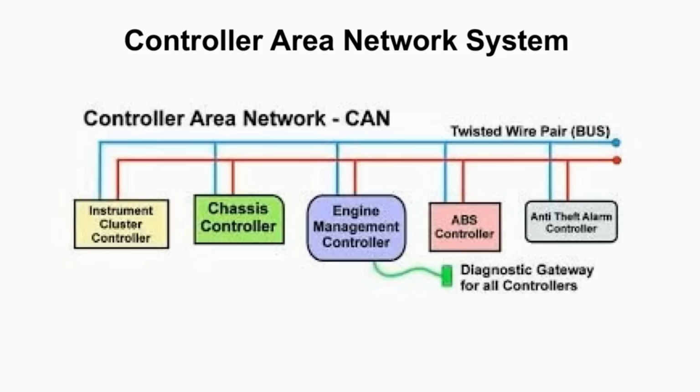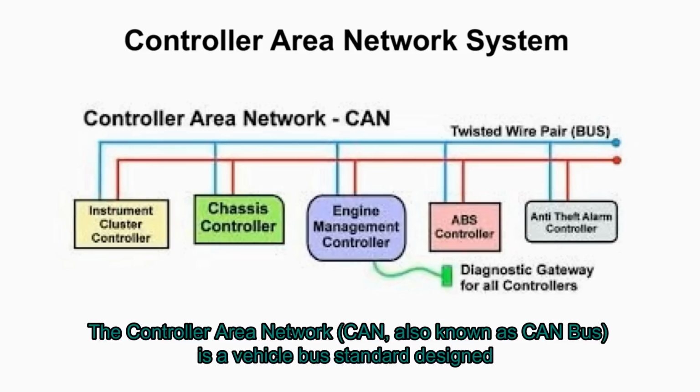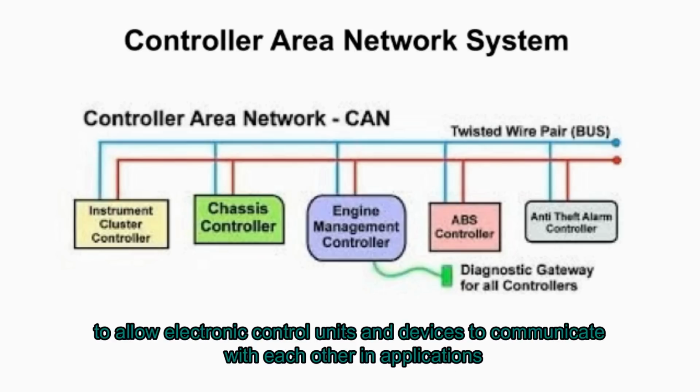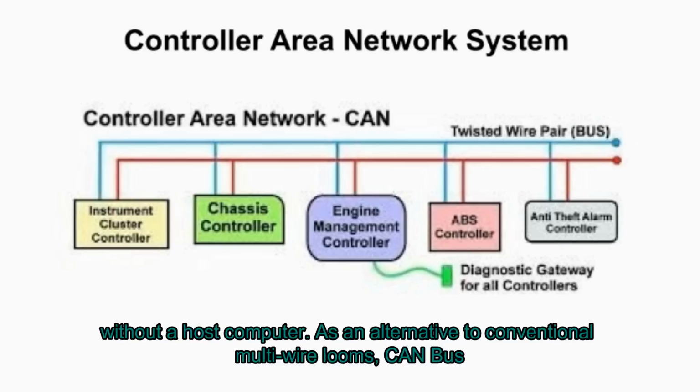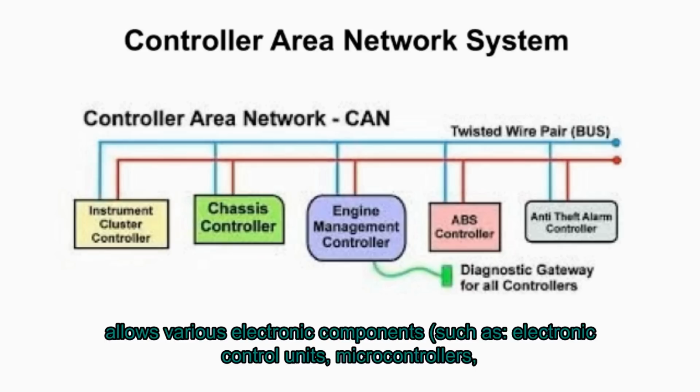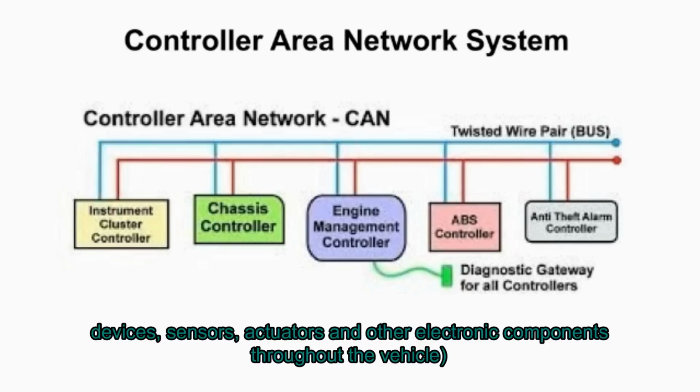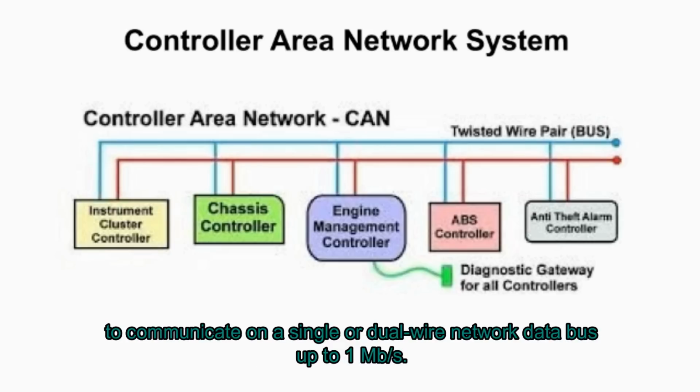Controller area network system. The controller area network, CAN, also known as CAN bus, is a vehicle bus standard designed to allow electronic control units and devices to communicate with each other and applications without a host computer. As an alternative to conventional multi-wire looms, CAN bus allows various electronic components, such as electronic control units, microcontrollers, devices, sensors, actuators and other electronic components throughout the vehicle, to communicate on a single or dual-wire network data bus up to 1 megabit per second.